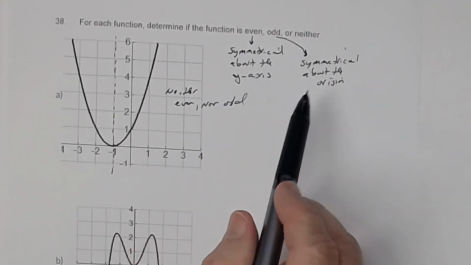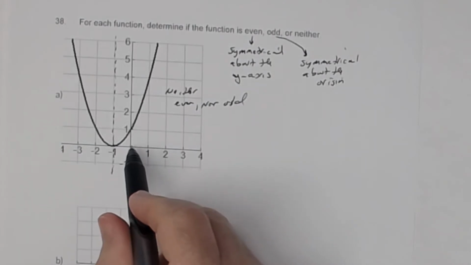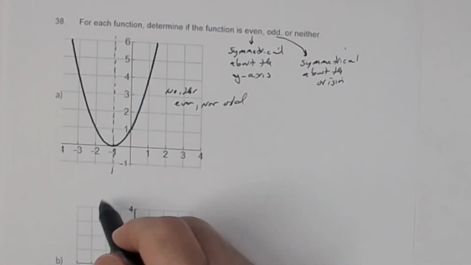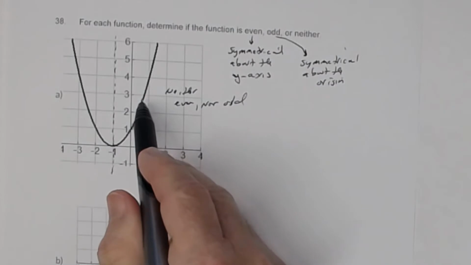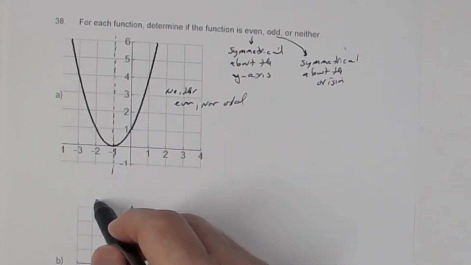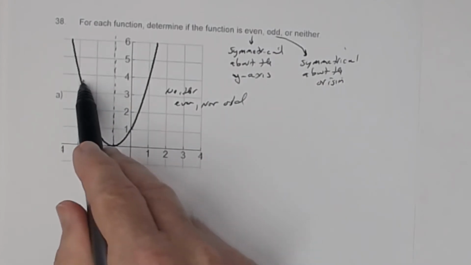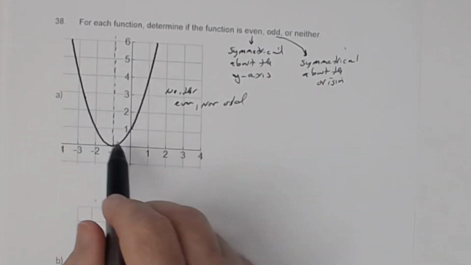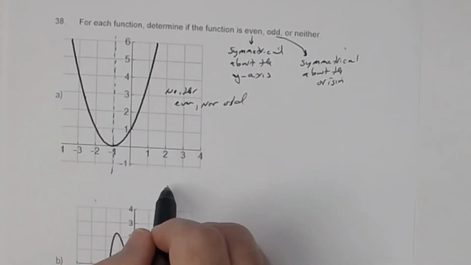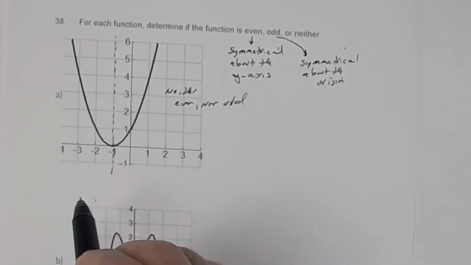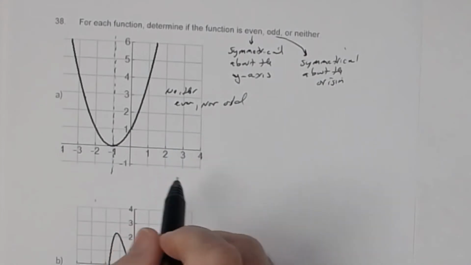And remember, odd means it's symmetrical about the origin. Well, here's the origin right here. If it's symmetrical about the origin, then if you have a point in the first quadrant, you better have a point in the third quadrant. If you have a point in the second quadrant, like we have here, where we have an infinite number, then in terms of symmetry about the origin, you better have some points in the fourth quadrant that have a relationship with what you have here. All right, so it's neither even nor odd.